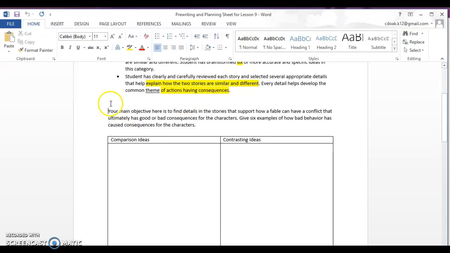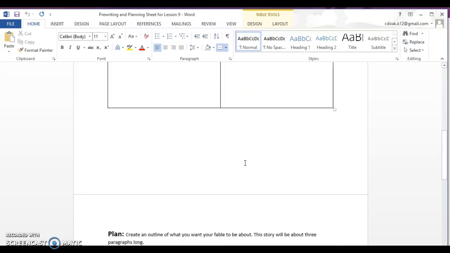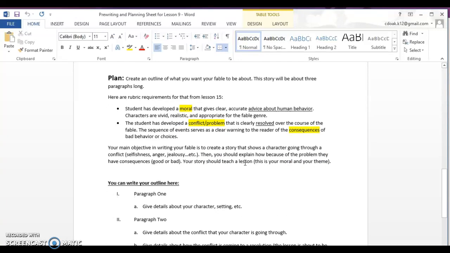So basically, this is my synopsis right here. Your main objective right here is to find details in the stories that support how a fable can have a conflict that ultimately has good or bad consequences for the characters, okay? Give 6 examples of how that bad behavior has caused consequences for the characters. That's all you're doing right here. You can do 3 in each if that makes it easy for you, okay? 6 total. Then if you scroll down, this is where you actually start planning, okay?